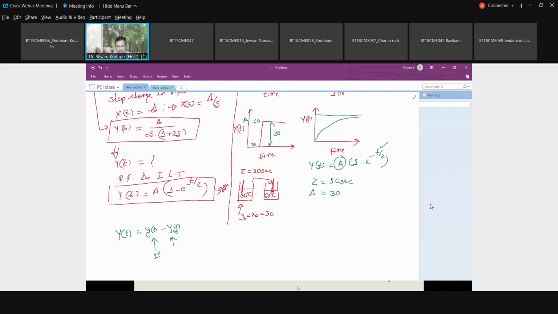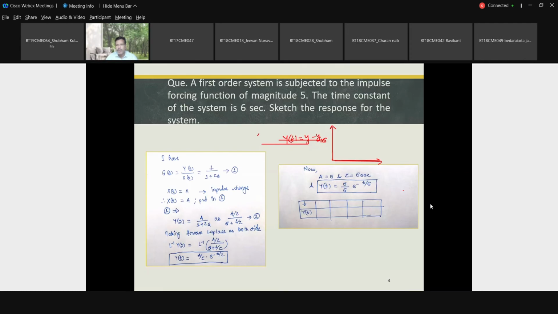Now let's move on to our picture now. So we are here. Impulse clear हो गया? Impulse. Now we are moving towards the next.